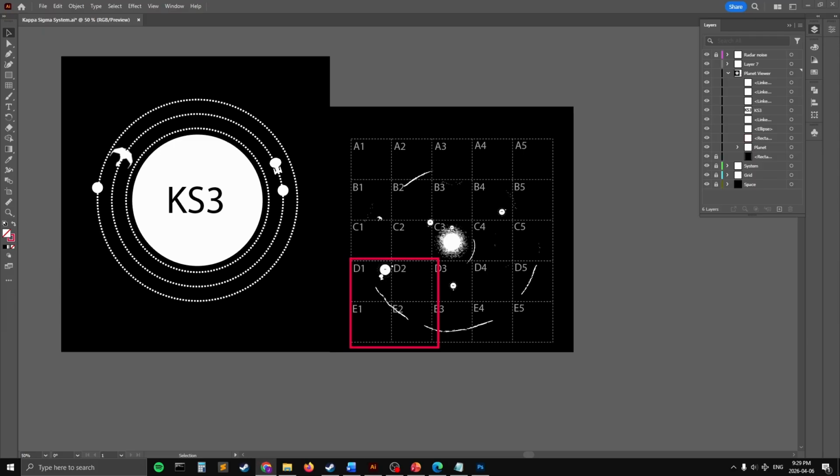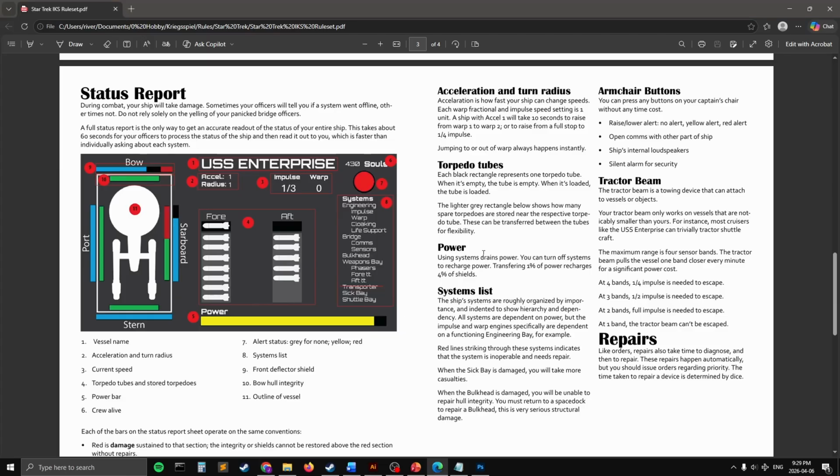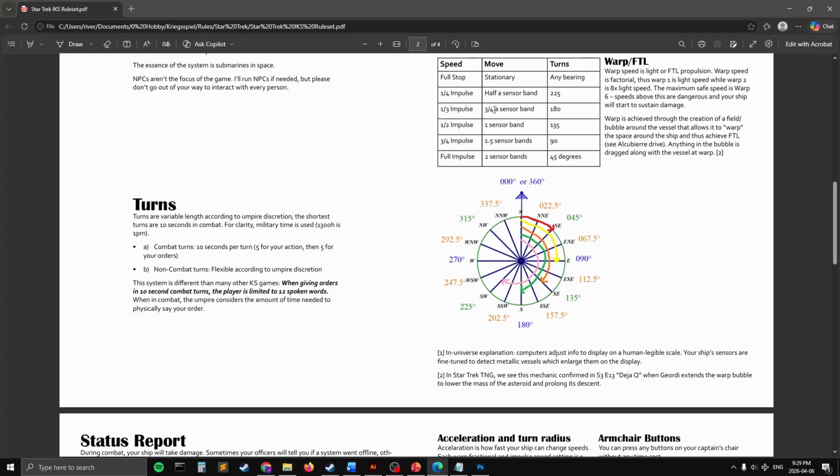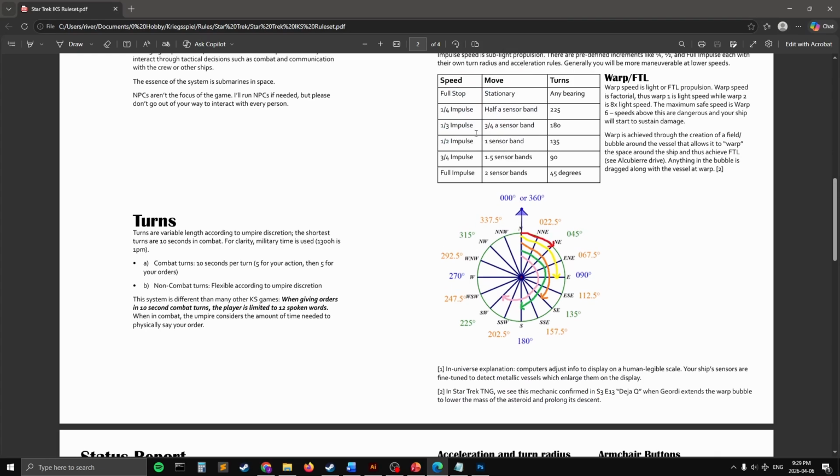I also had this really weird, complex acceleration turn radius thing. Hold on, let me show you. Yeah, this whole business, don't do this. Players don't understand or care, and so I was doing a lot of work that nobody even understood or felt or cared about.